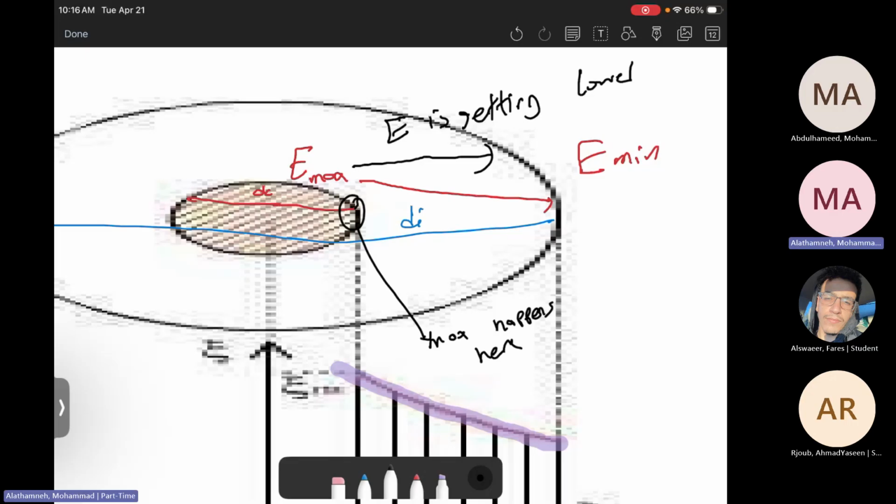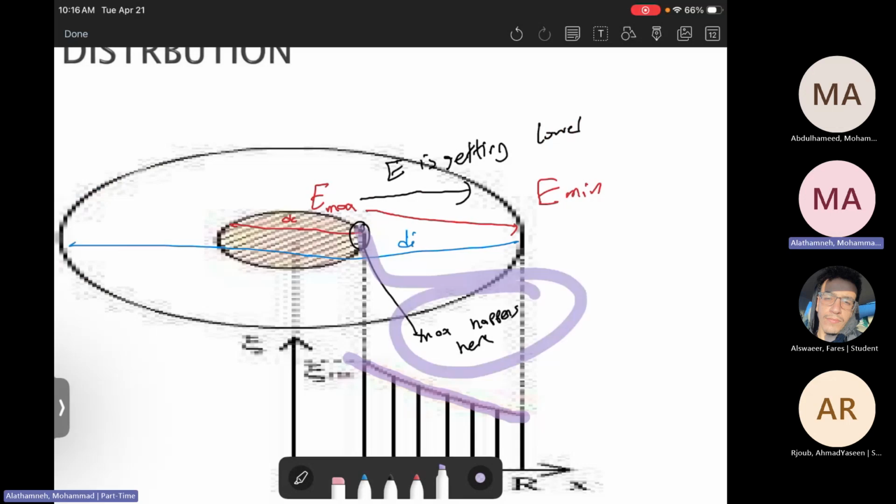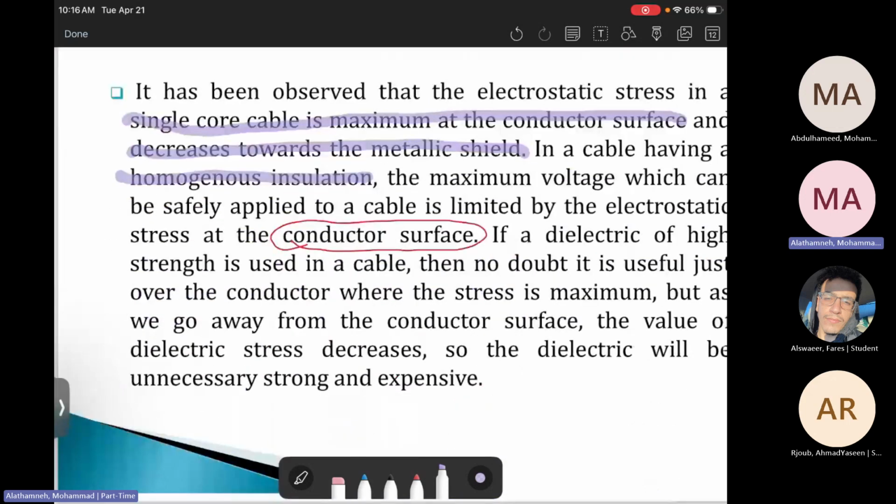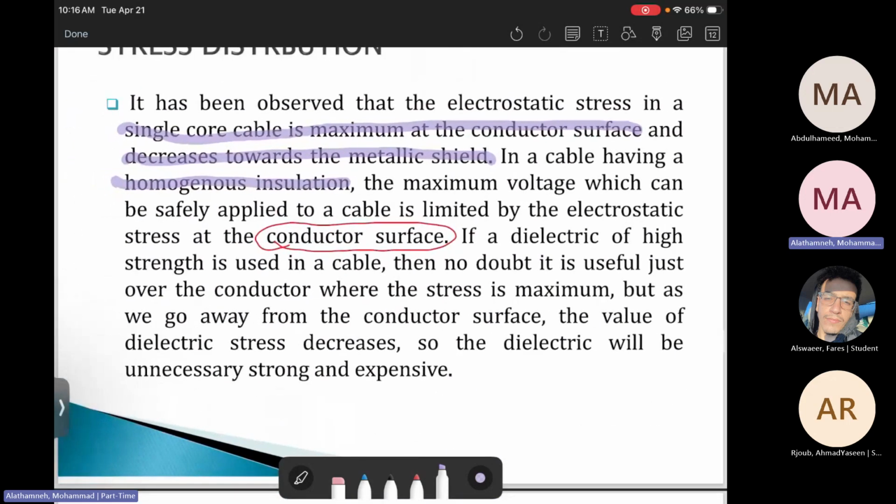Then we need to worry about studying this here at the surface, which is to make it non-uniformly distributed. So if the dielectric strength is high using the cable, then there is no problem. It is useful over the conductor where the stress is maximum. But as we go away from the conductor surface, the value of dielectric strength decreases. So the dielectric will be unnecessarily strong and expensive.